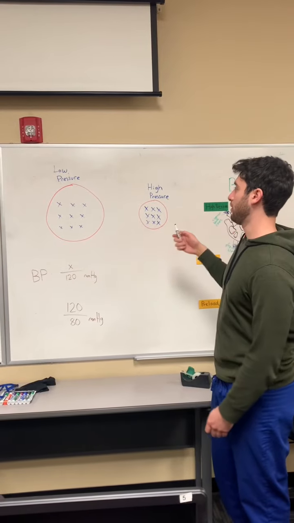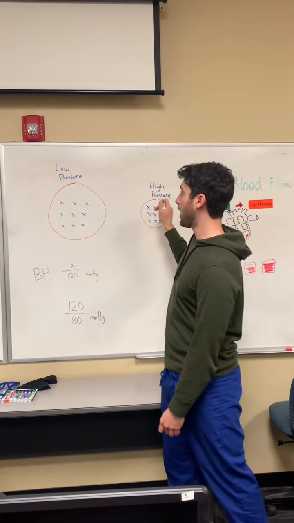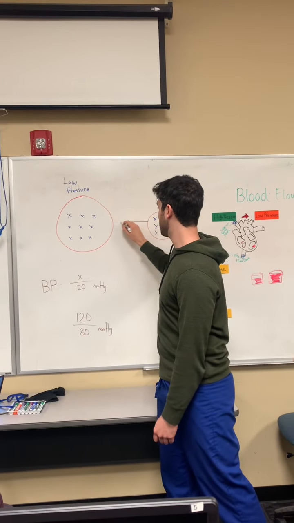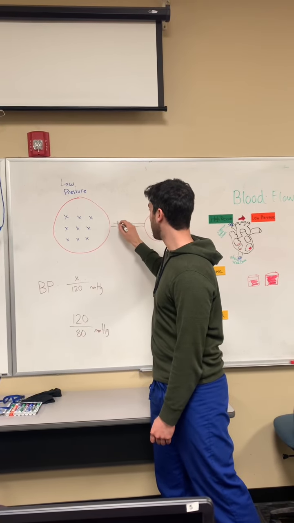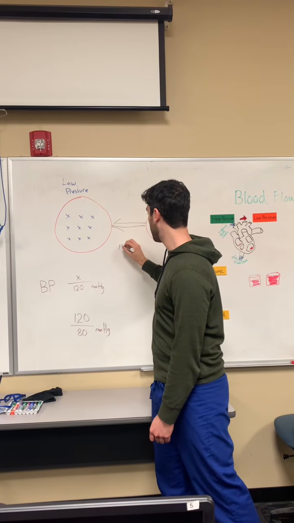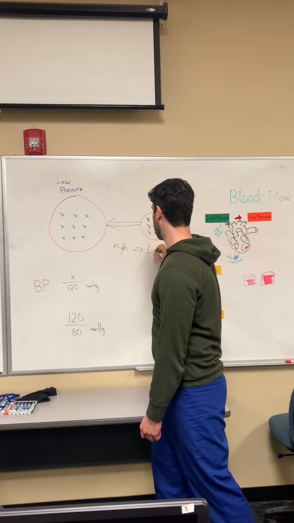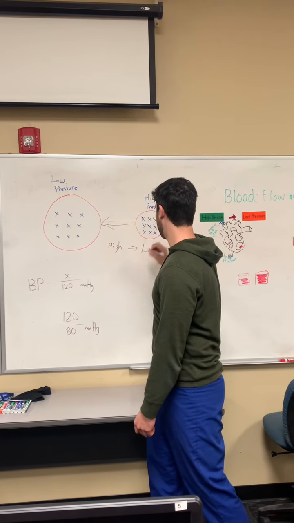And then the important thing for us to note is that whenever we have a high pressure and a low pressure system, stuff is always going to move from high to low pressure, okay? So high to low. That's the golden rule for the physics of movement.